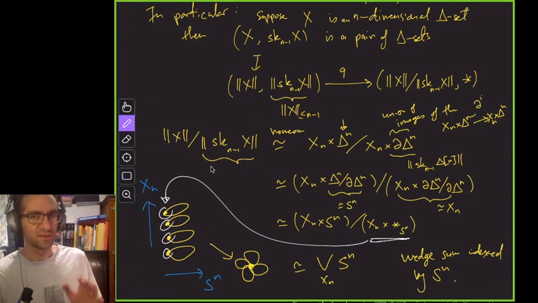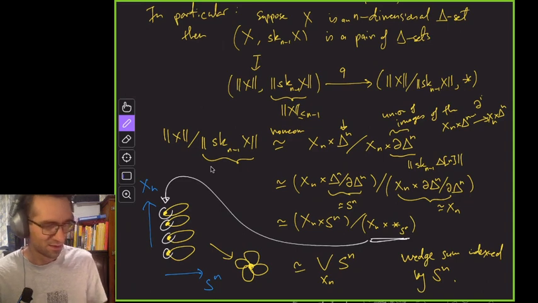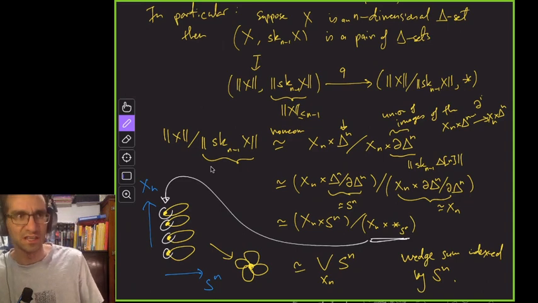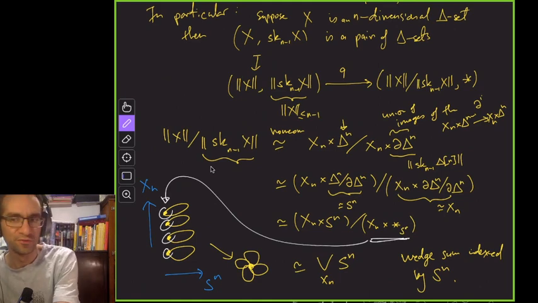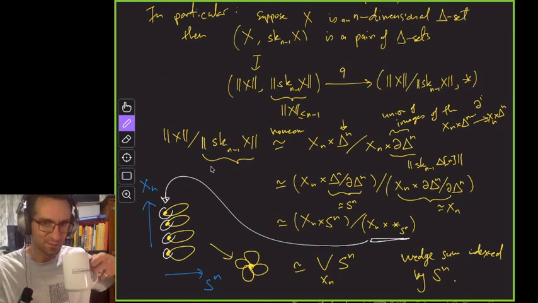Okay, any questions about this? Because this is a little sleight of hand, especially that top homeomorphism there. Hopefully people feel comfortable that this is at least something you believe is possible.